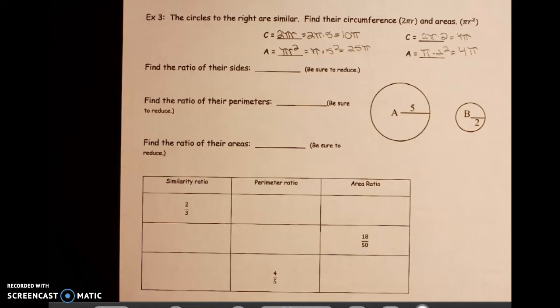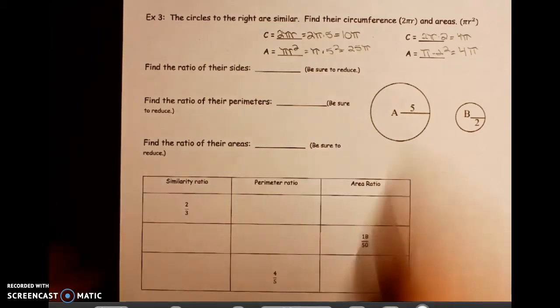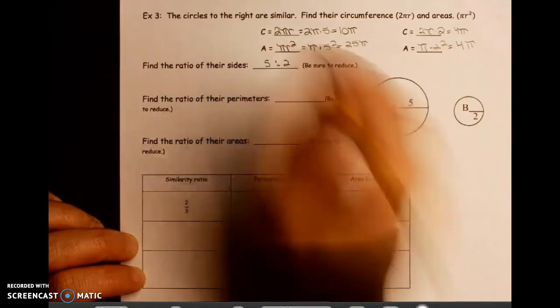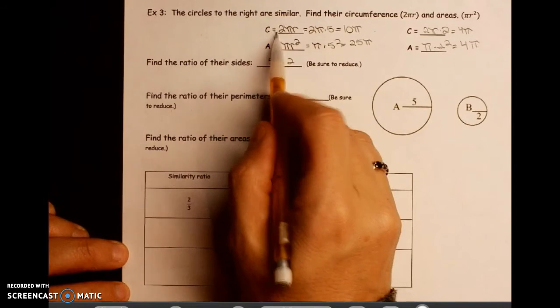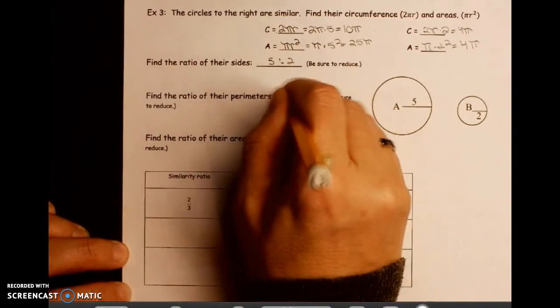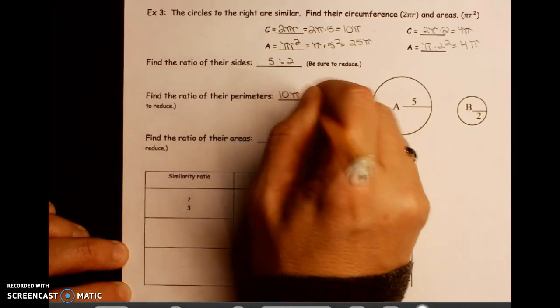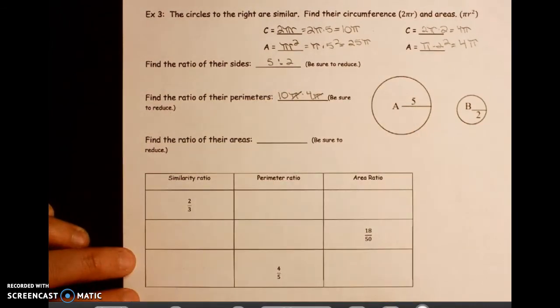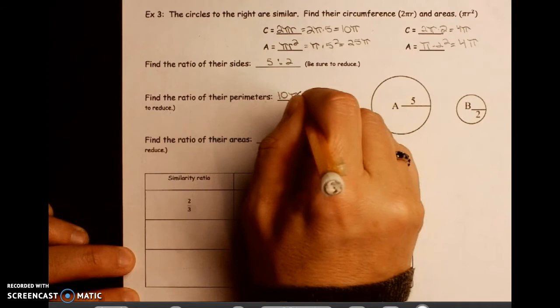Again, we're looking at the ratio of their sides. Well, circles don't have sides, but they do have radii, so we're looking at the ratio of their radii. So that's 5:2. The ratio of the perimeters, remember that's circumference, I would have 10 pi to 4 pi. Those pi's cancel out, and 10 and 4 both have a 2 in common, so we can divide that out.